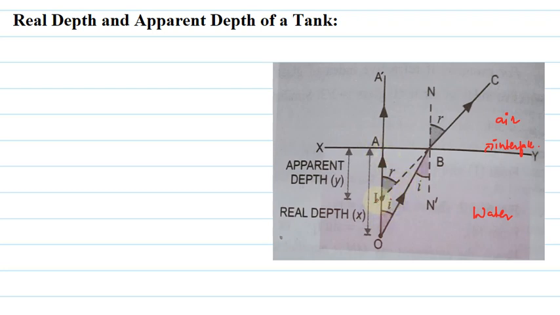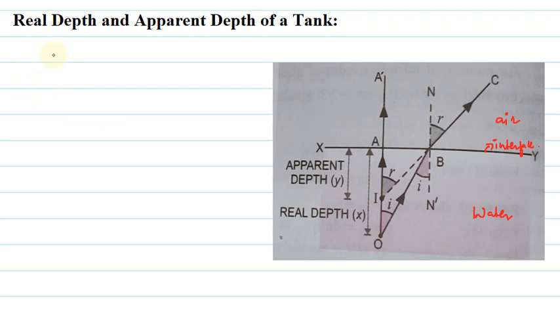Therefore, I is the virtual image of O. That is, when seen through water, O appears at I. Therefore, apparent depth is AI, that is represented by Y, and real depth is OA, that is represented by X, which is less than real depth. Here apparent depth is less than real depth.